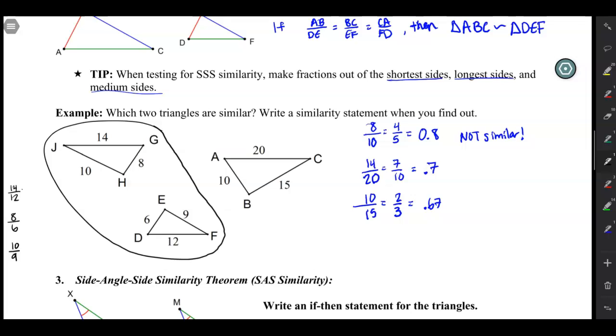So 14 divided by 12 is 1.17. 8 divided by 6 is 1.33. And then 10 divided by 9 is 1.1. So these triangles, since they all have different ratios, are not similar.